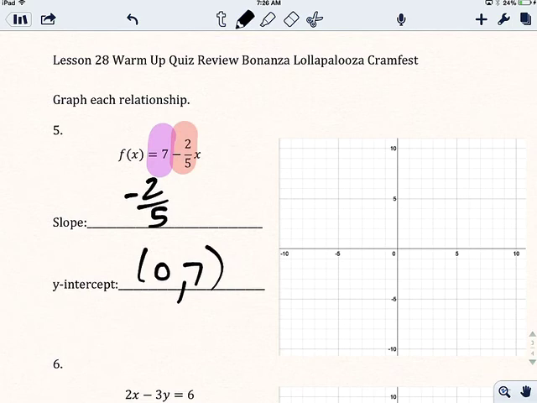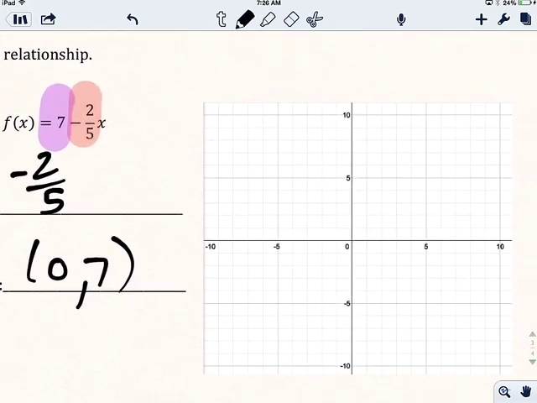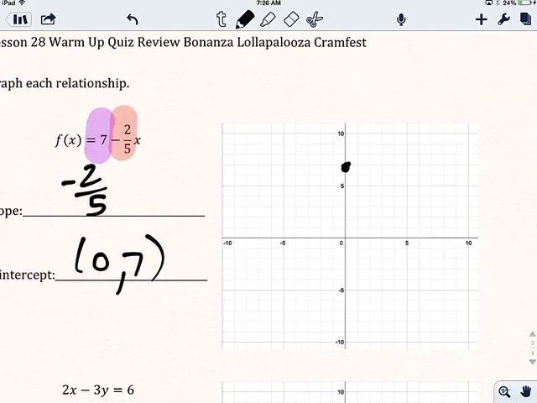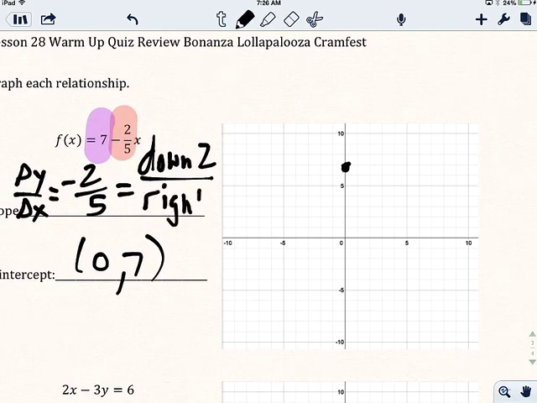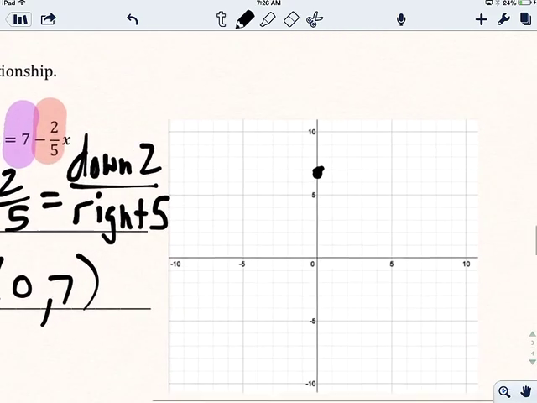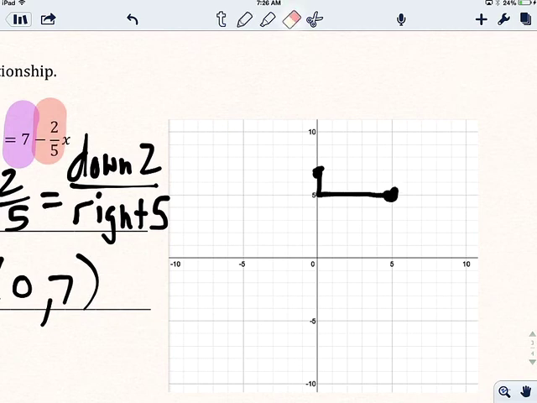And so to graph, I'm going to first graph my y-intercept. So I'll go up to 0, 7. There it is right there. And then my slope tells me delta y over delta x. So the change in y here is -2, which is the same as down 2, and then the delta x is positive, right 5. So that's down 2, right 5, and then I make my point. And I can get rid of the work there.